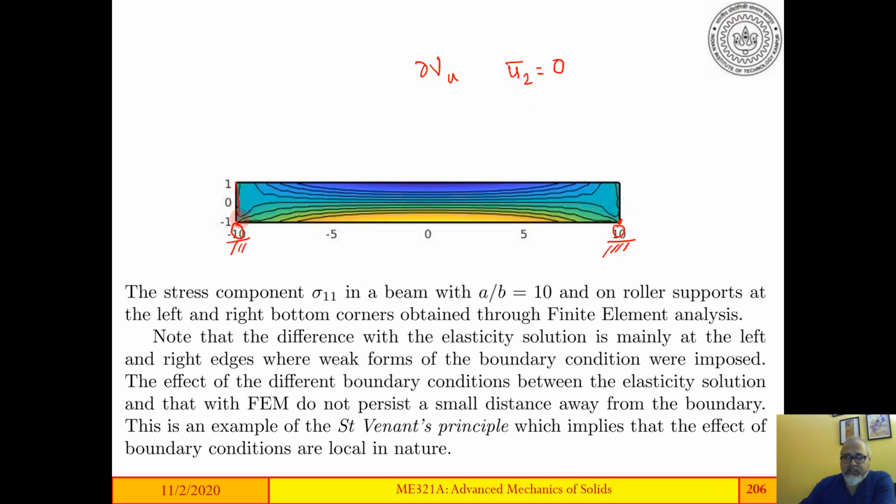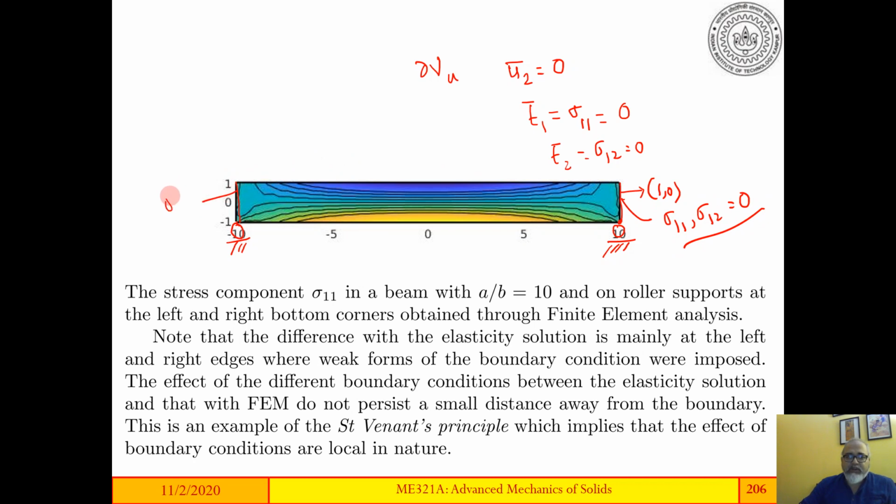the rest of it, this part and this part, is traction free, which means that the normal is again (1, 0) here. So T1 bar, which is sigma 1,1, is equal to 0. T2 bar, which is sigma 1,2, is equal to 0. So on this edge, sigma 1,1 and sigma 1,2 both have to be equal to 0.